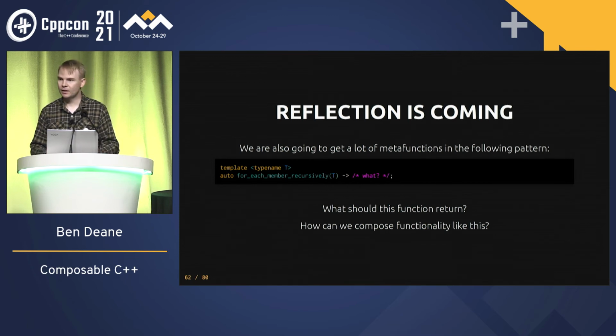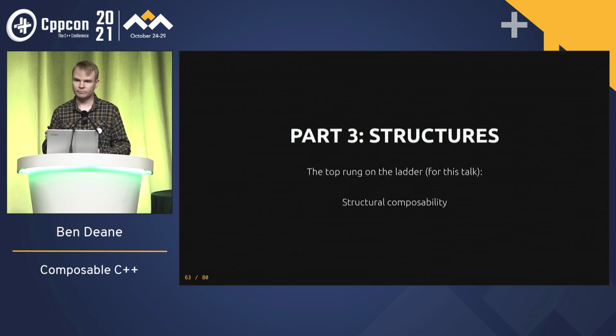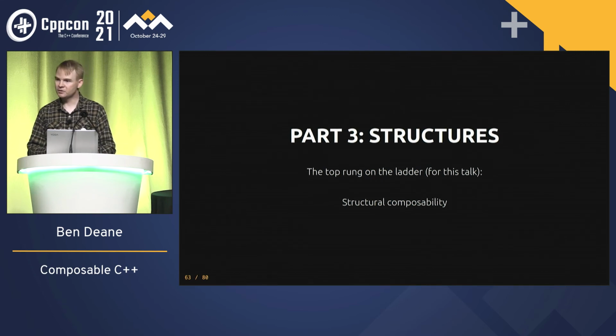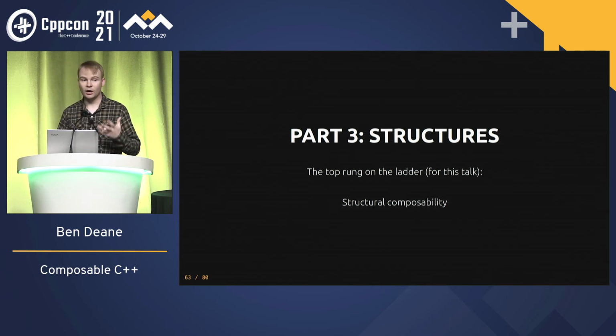So this leads me to the last part of my talk. We've looked at type level composability, how that leads through functions, how that leads to objects and patterns, and I think eventually how that leads to higher level structures and hierarchies.